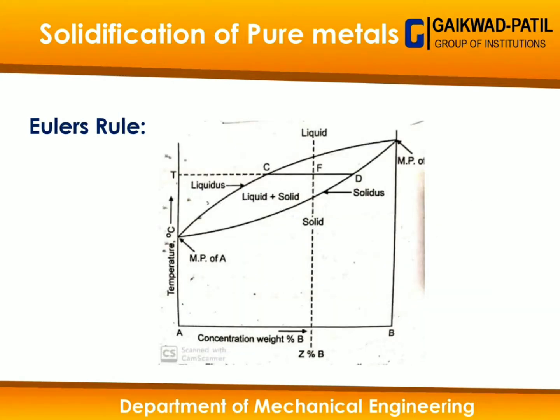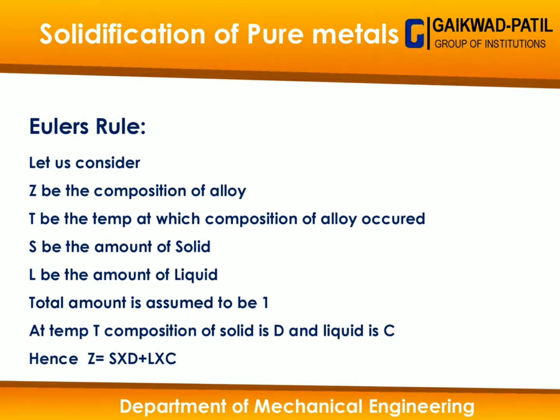Now the lever rule. The lever rule is used to calculate the amount of liquid and amount of solid when we mix metal A and B in an isomorphous system. So how is it calculated? Let Z be the composition of the alloy, T the temperature at which that composition occurs, S the amount of solid, and L the amount of liquid. The total amount is assumed to be 1. At temperature T, the composition of solid is D and of liquid is C. Hence, Z equals S times D plus L times C. So according to the lever rule, we can write down that equation.